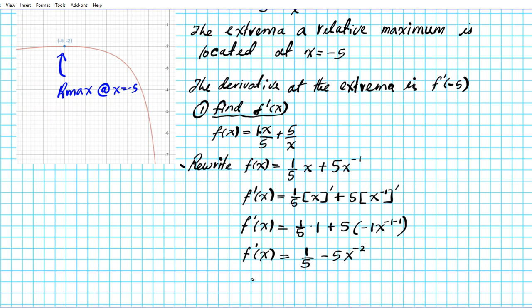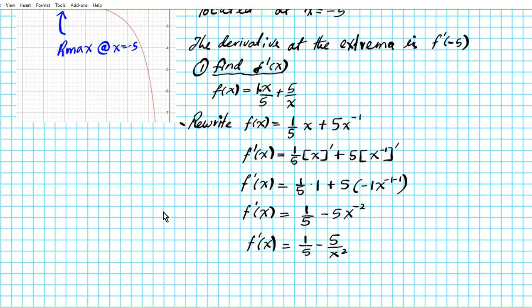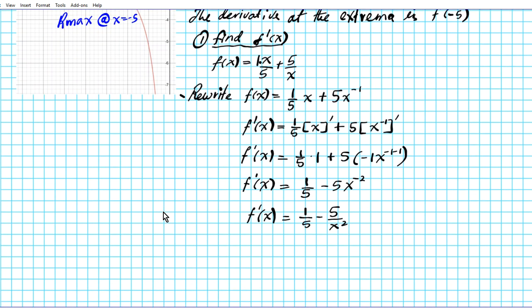Alright, and then we can rewrite it further. F prime of x is equal to 1 over 5 minus 5 over x squared, using the reversal of the reciprocal property of exponents. Alright, we're done with part 1, which is to find the derivative.